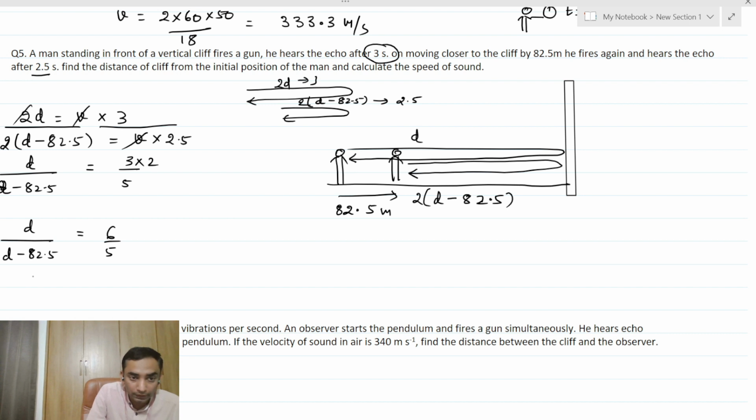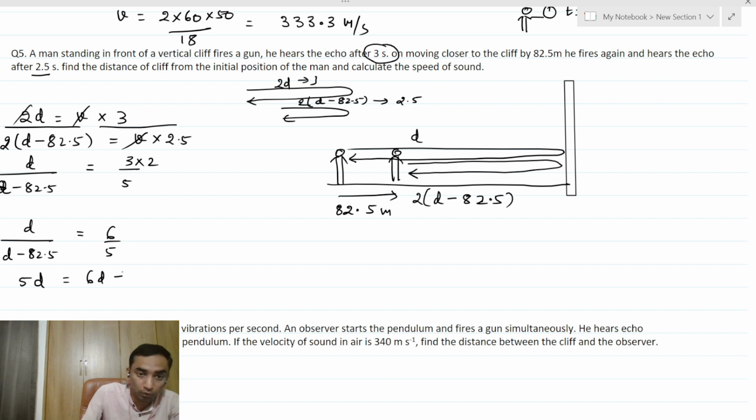Now cross multiplication. That's what I was saying in the beginning: if you are not given the speed, please do not assume the speed, right? We are supposed to find out the distance and speed. So make two equations, take the ratio and eliminate any one of the variables like v or d. You can also make v the subject and solve it. That's totally fine. Okay. So here it will be 5d is equal to 6d minus 82.5.